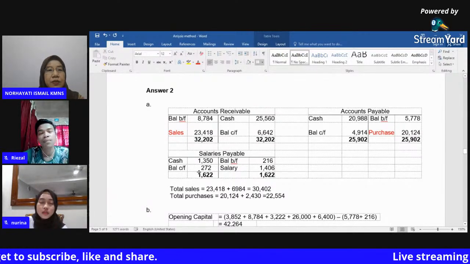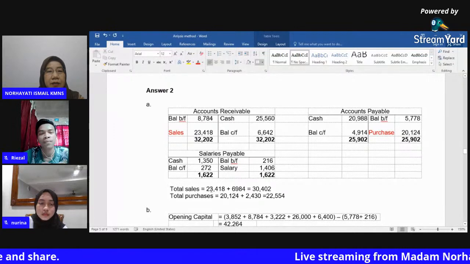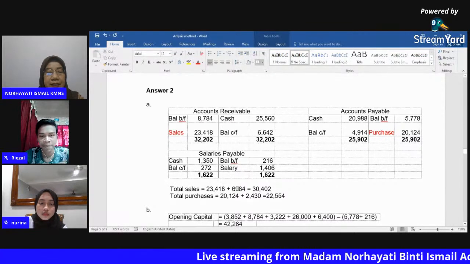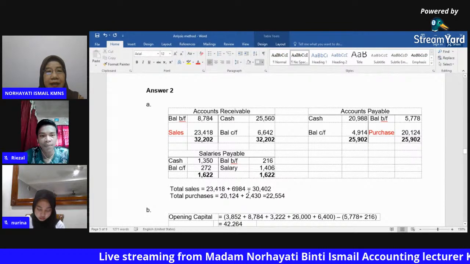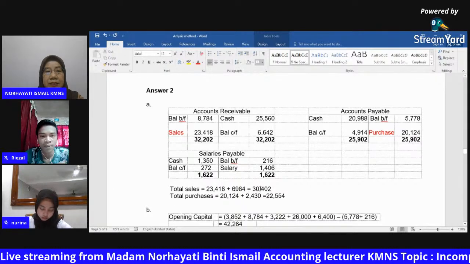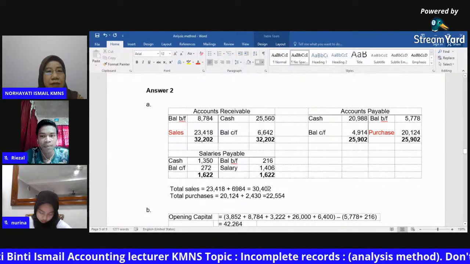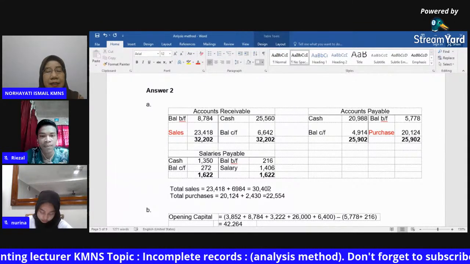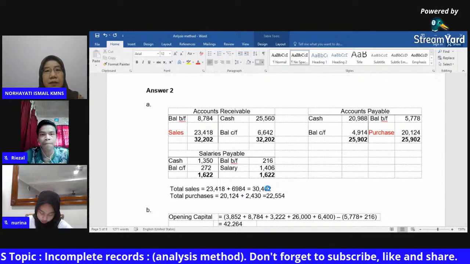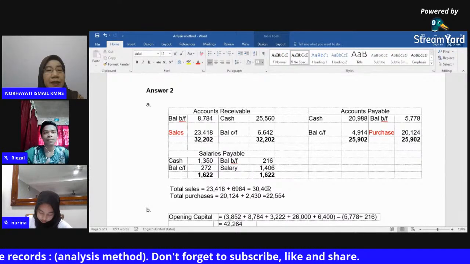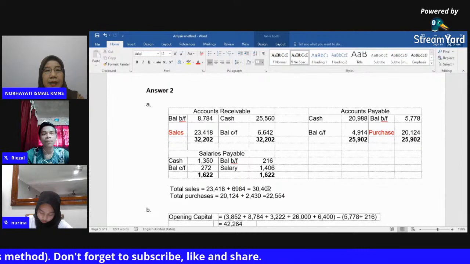23,418. So the total sales: 23,418 plus cash sales 6,984. So you got 30,402. We must calculate total sales because we want to prepare the profit or loss, or we want to record it in the statement of income.